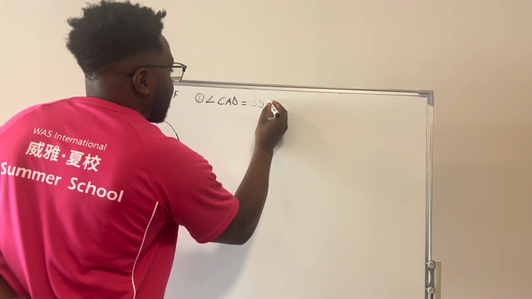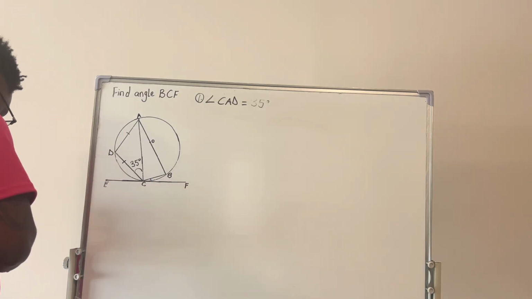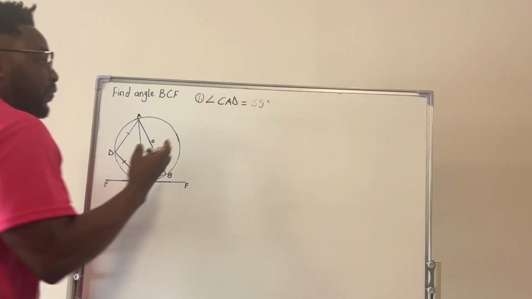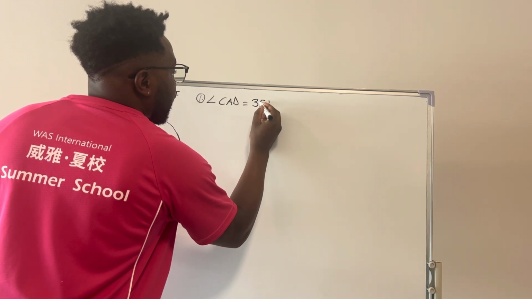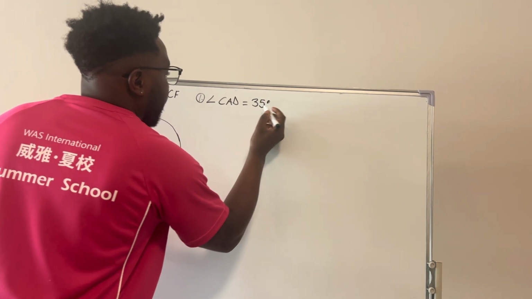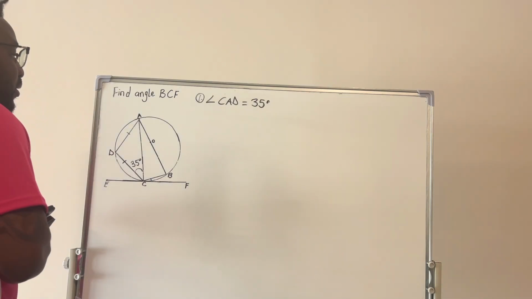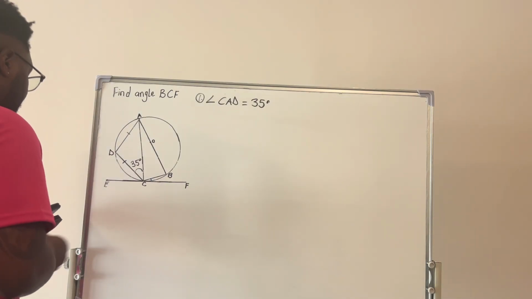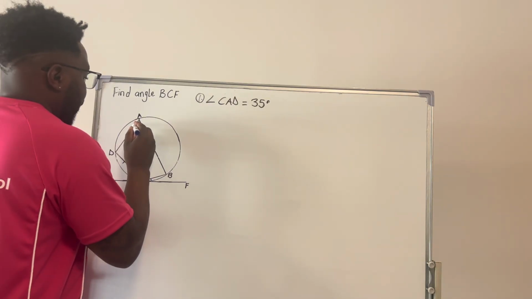well, right? Sorry, just let me change my marker. 35, yes? Okay, so then I will label this angle right here that we just found. Yes, I'll just label it as 35.